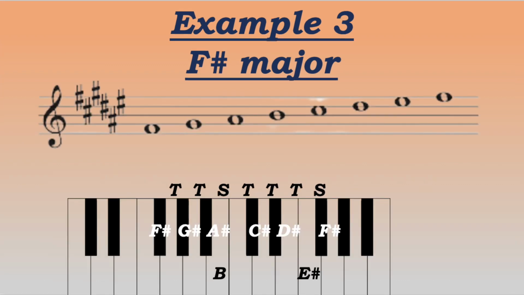Another example, let's try one with sharps. This time, we have F sharp major. F sharp to G sharp is a tone. G sharp to A sharp is a tone. Then A sharp to B is a semitone. Then B to C sharp is a tone. C sharp to D sharp is a tone. D sharp to E sharp is a tone. Then finally E sharp to F sharp is a semitone. Tone, tone, semitone, tone, tone, tone, semitone.